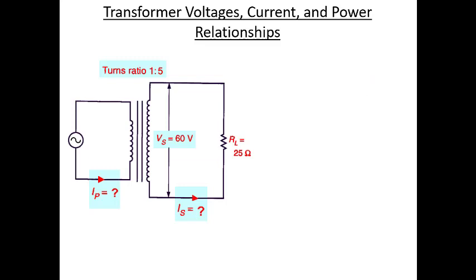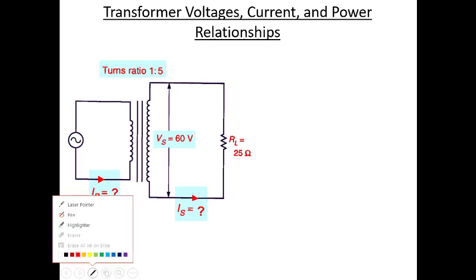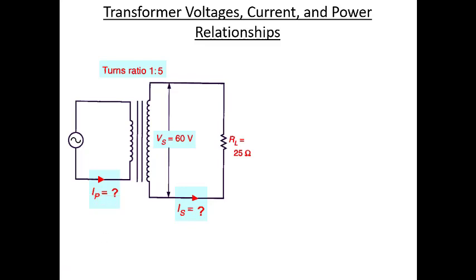All right, so let's look at another example. Here we have a transformer. The turns ratio is 1 to 5. So I'm going to write that over here. So I have a 1 to 5 transformer. Oh, shoot, let me get this out of the way.